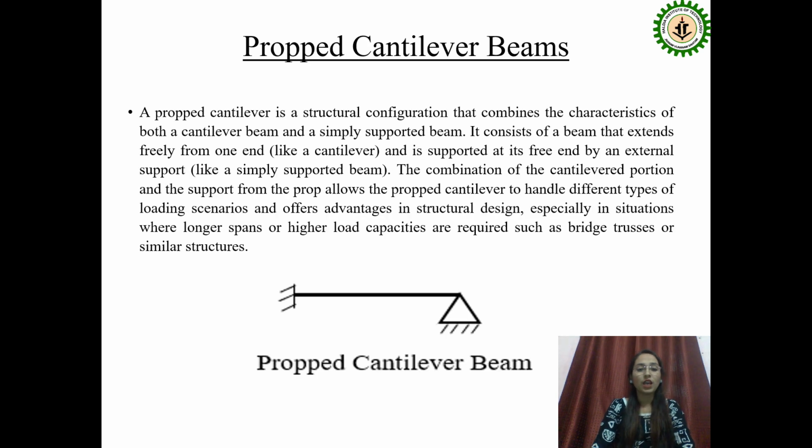Okay. Now propped cantilever. It is nothing but just a different type of cantilever which has a pinned support at the end. A propped cantilever is a structural configuration that combines the characteristics of both a cantilever beam and a simply supported beam. It consists of a beam that extends freely from one end like a cantilever and is supported at its free end by an external support like a simply supported beam, that is a pin joint. This combination of the cantilever portion and the support from the props allows the propped cantilever to handle different types of loading scenarios and offers advantages in structural design, especially in situations where longer spans or higher load capacities are required. Okay, mainly such as bridge trusses or similar structures.